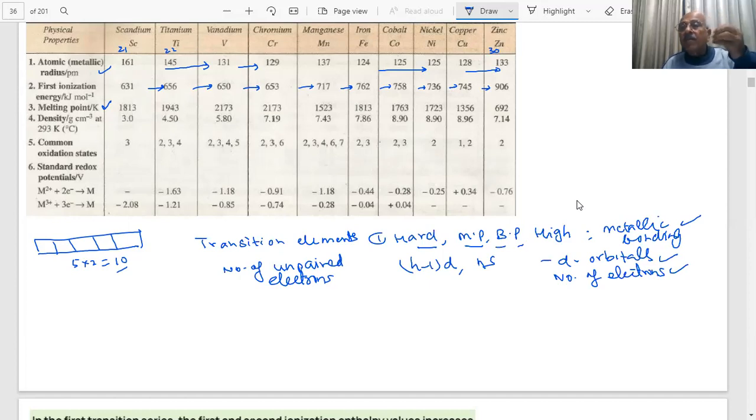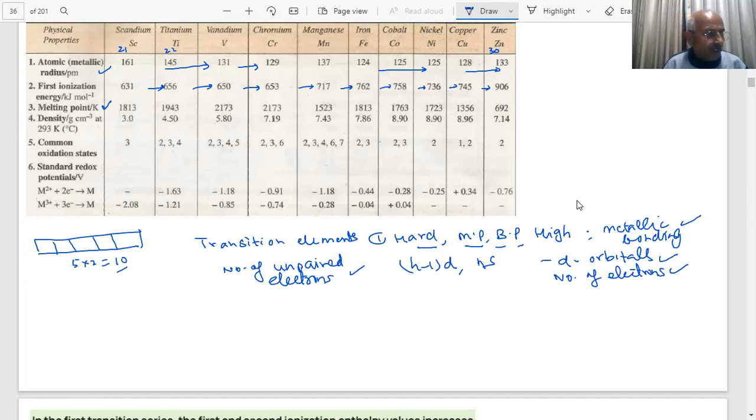And after d5 is filled, what will happen? The number of unpaired electrons will become less, students. So the maxima is at the middle, which indicates that one or more electrons per d orbital is particularly favorable for strong interatomic attractions. The greater the number of valence electrons, the stronger is the resultant bonding. Okay? So this is important: the maximum number of unpaired electrons means stronger bonding.